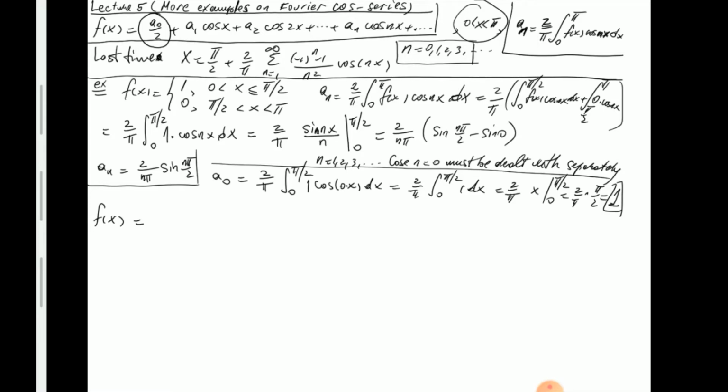Okay, so because a naught was 1, f of x is equal to 1 over 2, and then everything else we can write as a summation from 1 to infinity of an, which was 2 over n pi sine of n pi over 2. That's the coefficient, that was what an was. And then cosine of nx.